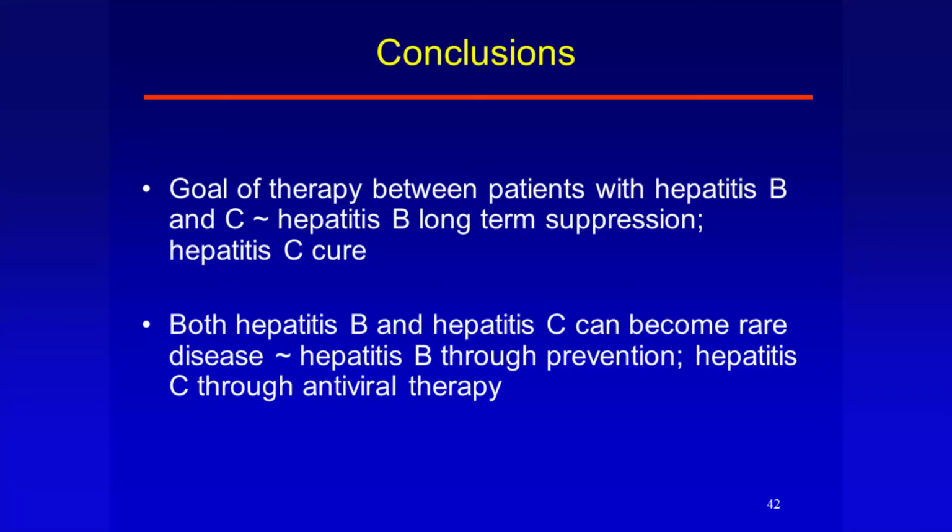All right. So in conclusion, the goals of therapy between hepatitis B and C are pretty dramatic. Hepatitis B, we're looking at long-term viral suppression, and we believe that leads to improvement in quality of life and survival, potentially regression in early cases of cirrhosis. Hepatitis C, the goal is cure. And you can cure hepatitis C with pills between 8 and 24 weeks.